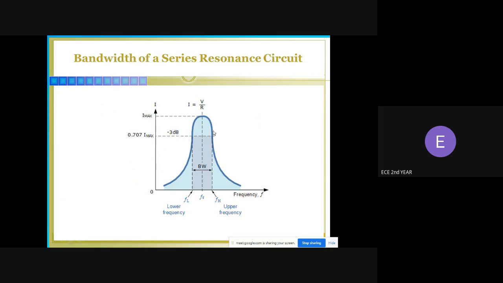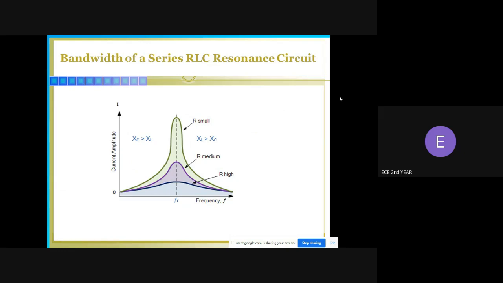So this is the bandwidth, the difference between the lower cutoff frequency and the upper cutoff frequency. The bandwidth depends upon the resistance value, and the current will vary. If R is very small, we get the maximum current. If R is medium, we get a medium amount of current. If R is very high, we get a very low value of current.